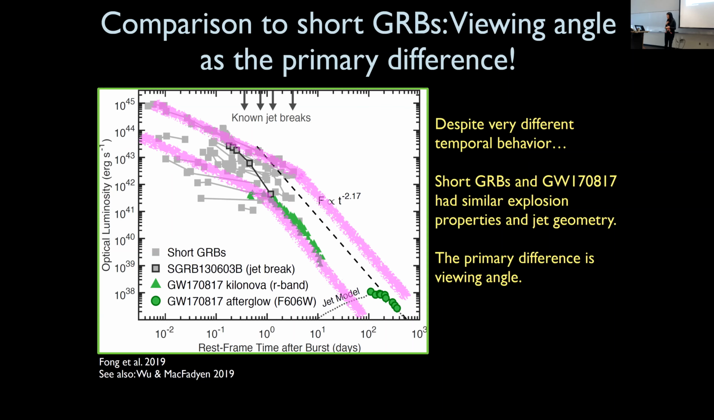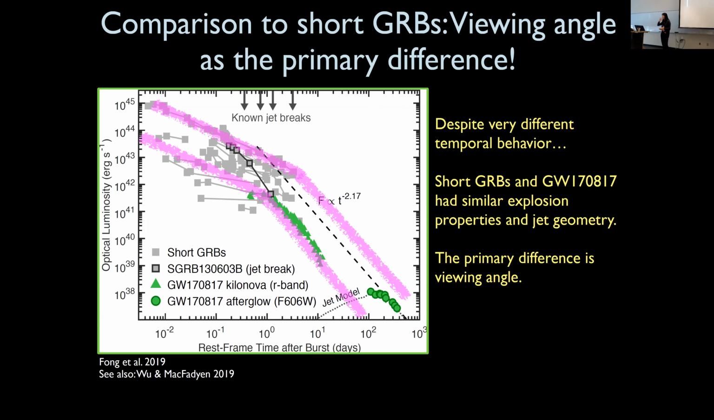So despite very different temporal behavior, we think they have very similar explosion properties and jet geometry, and this is telling us that for the first time. And then the primary difference is viewing angle. So we're literally just seeing the same thing at an angle.